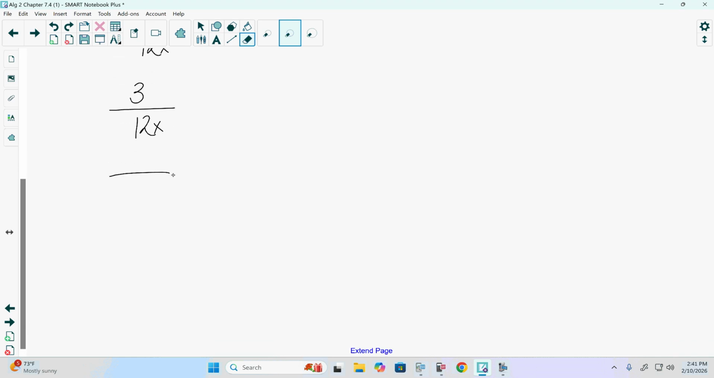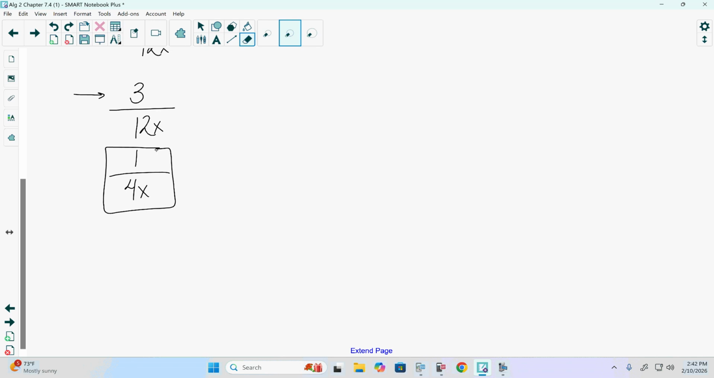Because what's in common with 3 and 12? What can divide into both 3 and 12? 3. And if I factor that 3, or if I simplify that 3 out, I remove or divide the top by 3, we get 12 divided by 3 is, and we still have our x. Because 3/12x is 1/4x.